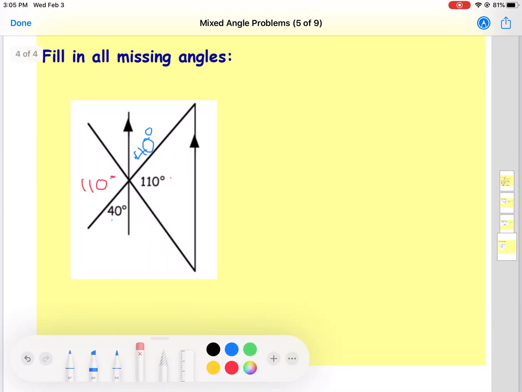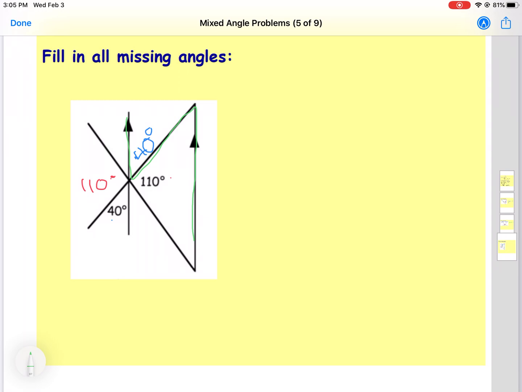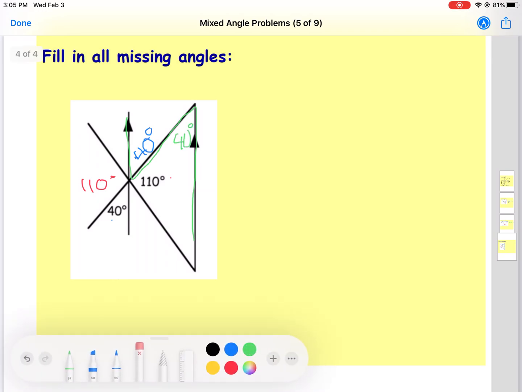Okay, now from here I could spot a Z shape in there. Now this is probably one of the most complicated diagrams we'll see, alright? This isn't a simple diagram by any means. But this one up the top right, the very top right, has to be 40 degrees since it's in the Z with the other 40.